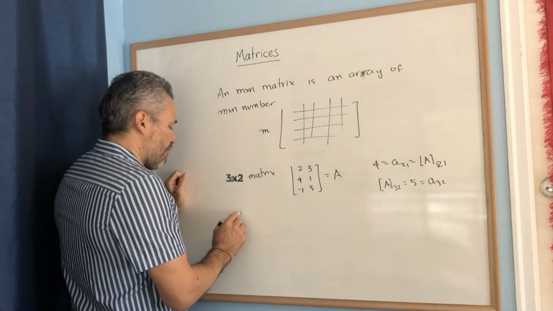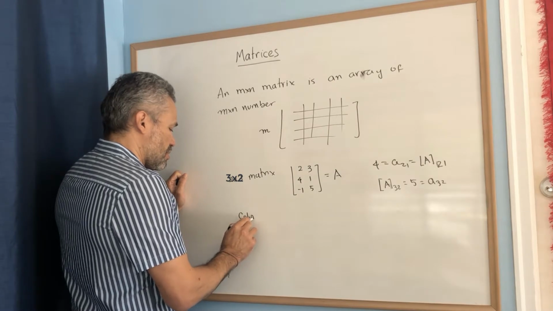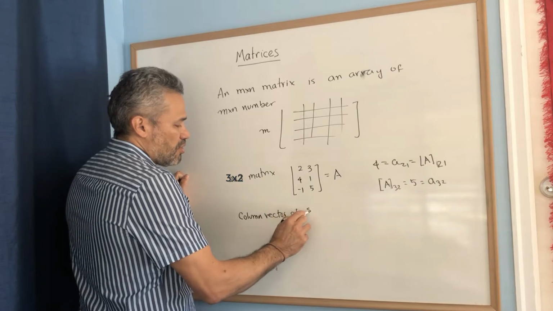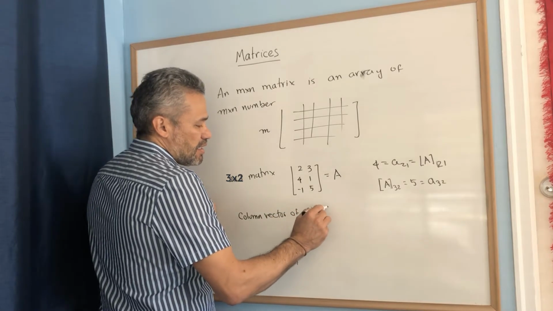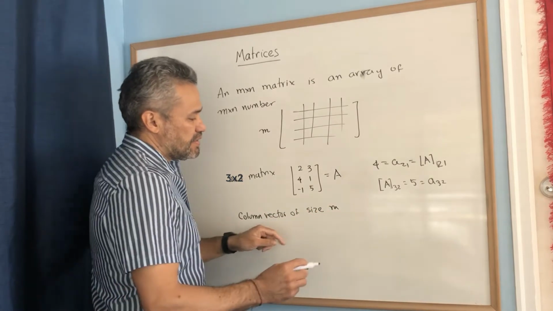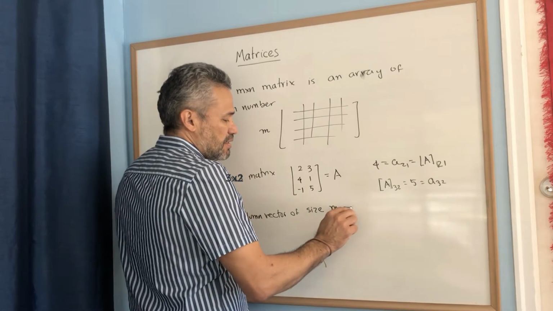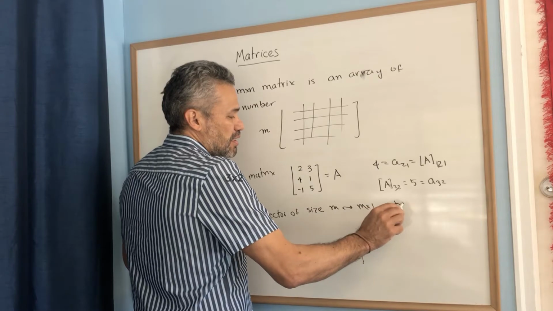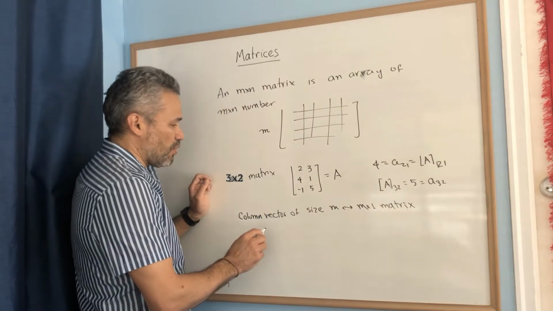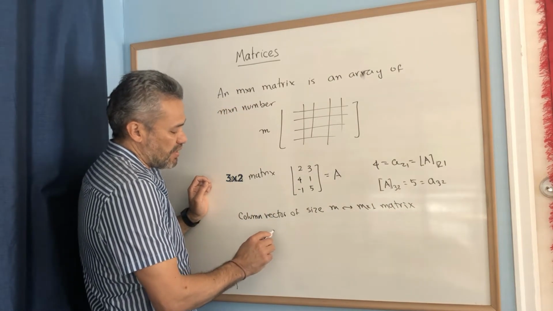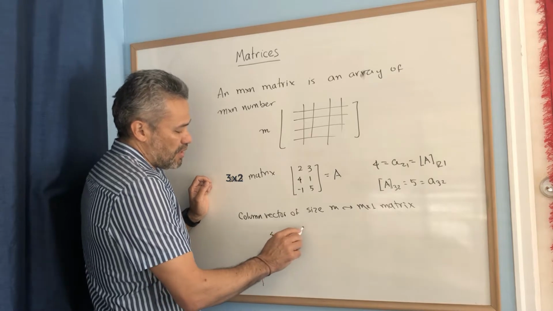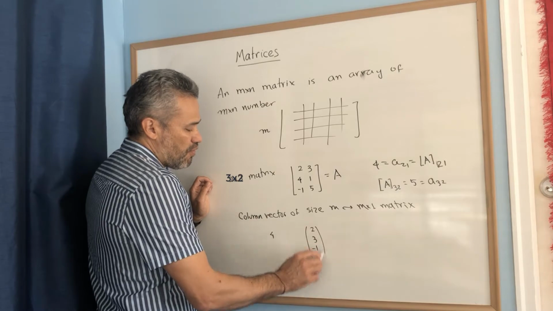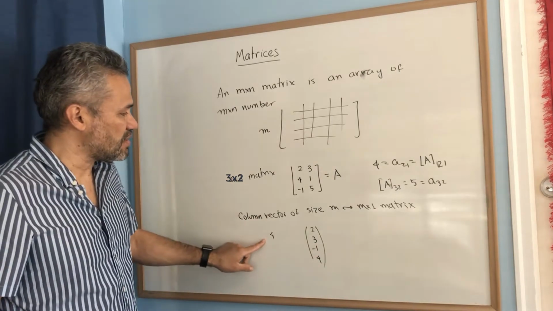What is a column vector? A column vector of size m is just an m by 1 matrix. Then, for example, a column vector of size 4 would be something like 2, 3, -1, 4. This is a column vector of size 4.